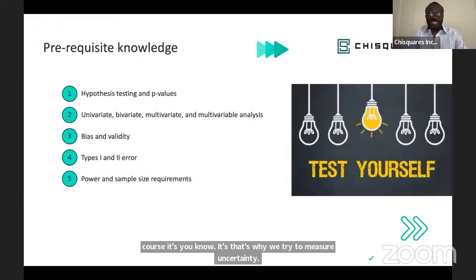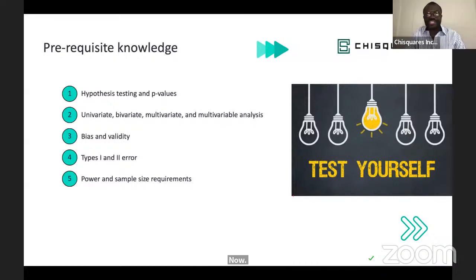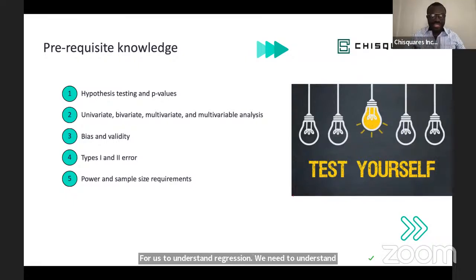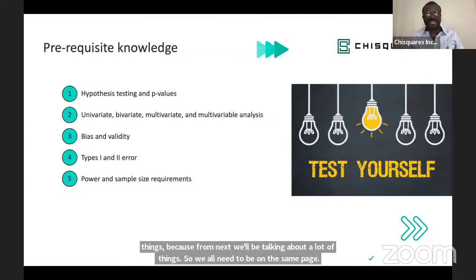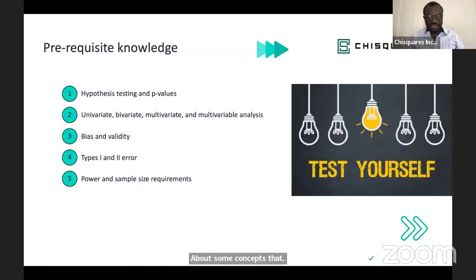Now, for us to understand regression, we need to understand certain things, because from next week, we'll be talking about a lot of things. So we all need to be on the same page about some concepts that are actually basic, but sometimes are misunderstood. So the first on that list is hypothesis testing and p-values. Everybody talks about p-values, but nobody knows what p-values are. So we need to clarify.